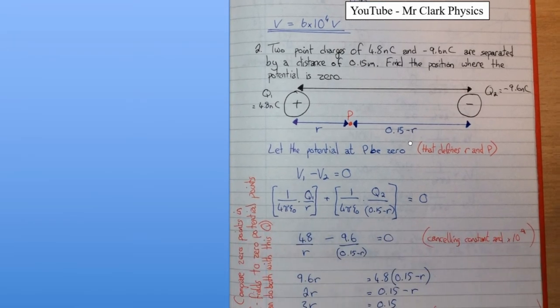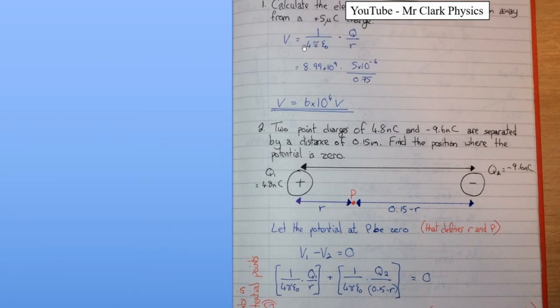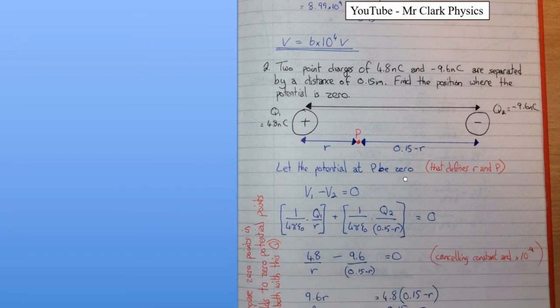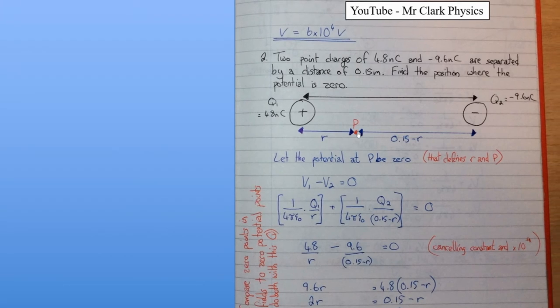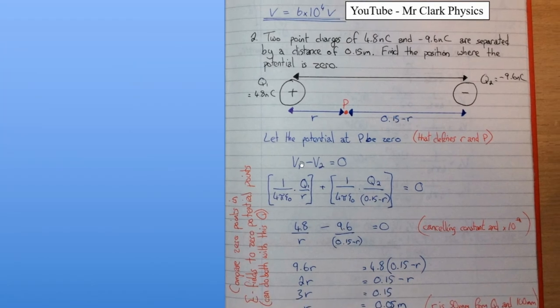Now I'm going to also avoid taking this equation and calculating them separately and having to merge them. I'm going to formulate my problem slightly differently. I'm going to say at a certain position of P, the first potential by this one is the same as this potential over here. Or indeed, a common way of writing that is V1 take away V2 is equal to zero. I can then use the potential equation to substitute for V1, and also substitute for V2. Notice the separation here is the full 0.15 minus R.